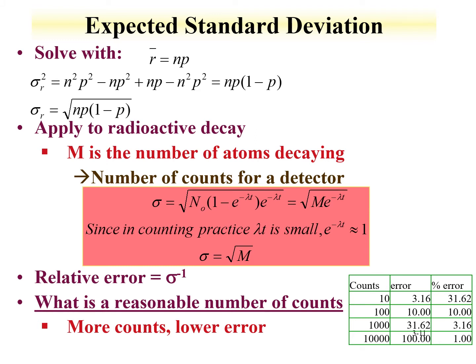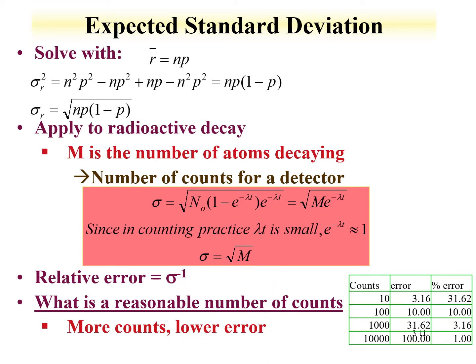Remember where we defined on page 3.3-9 where m is the number of decaying atoms. The number of decaying atoms is equal to N naught times 1 minus e to the minus lambda t. So substitute the number of atoms that have decayed, that have been counted, times e to the minus lambda t. In practice, our lambda t is small for our count time, so it goes to 1, and our standard deviation becomes the square root of the number of counts. The relative error is the inverse of that value.